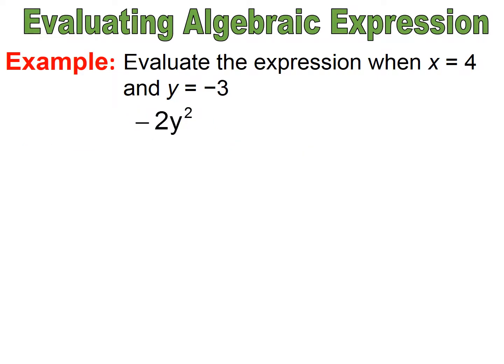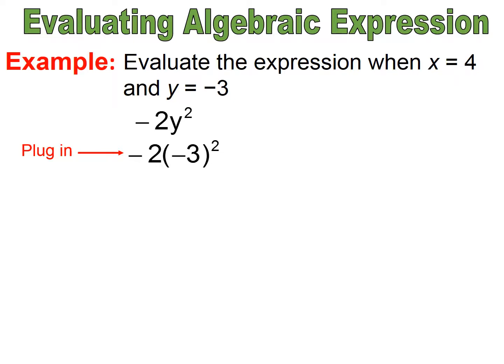So again, I have a negative 2y squared, but they're giving me an x value and a y value. Well, I don't need the x value in this problem. All I need is the y value. So I'm going to take the y value that's given, which is a negative 3, and I'm going to substitute it into the expression. So I have a negative 2 times parentheses negative 3 squared.